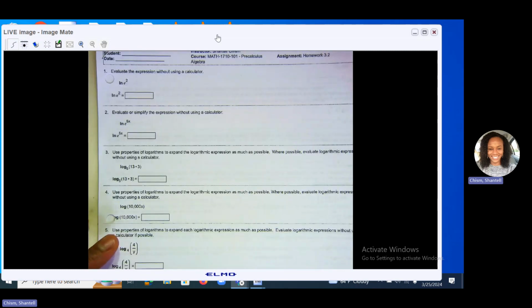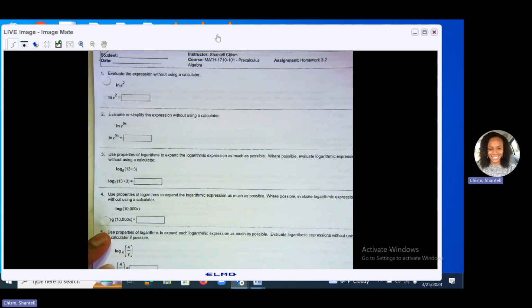Number 1 and 2, it says evaluate the expression without using a calculator. Nobody's going to know if you used a calculator or not. So if you're wanting to be sure that you get the correct answer, use your calculator. I do want you to have an understanding of why the calculator produced that particular answer, okay?